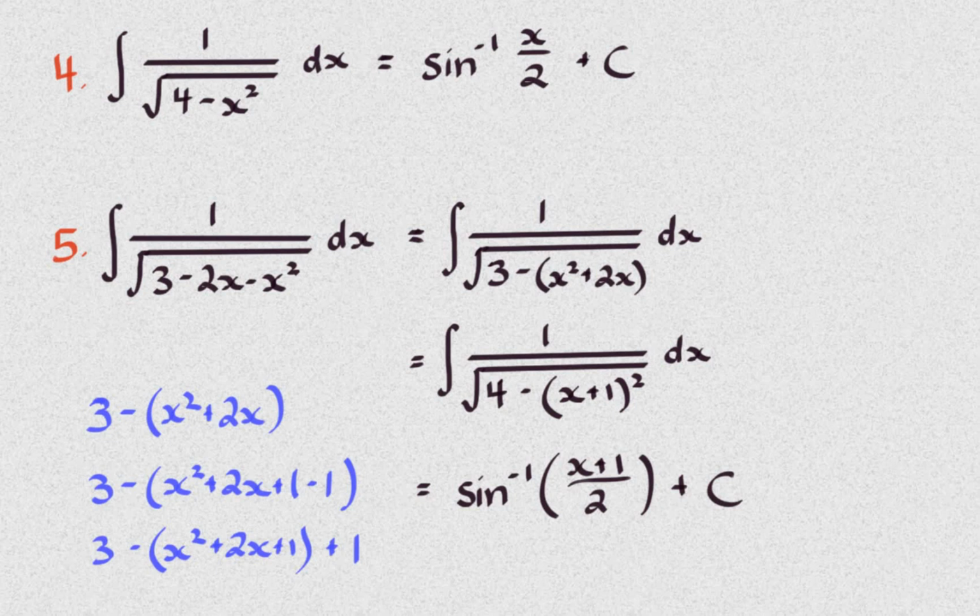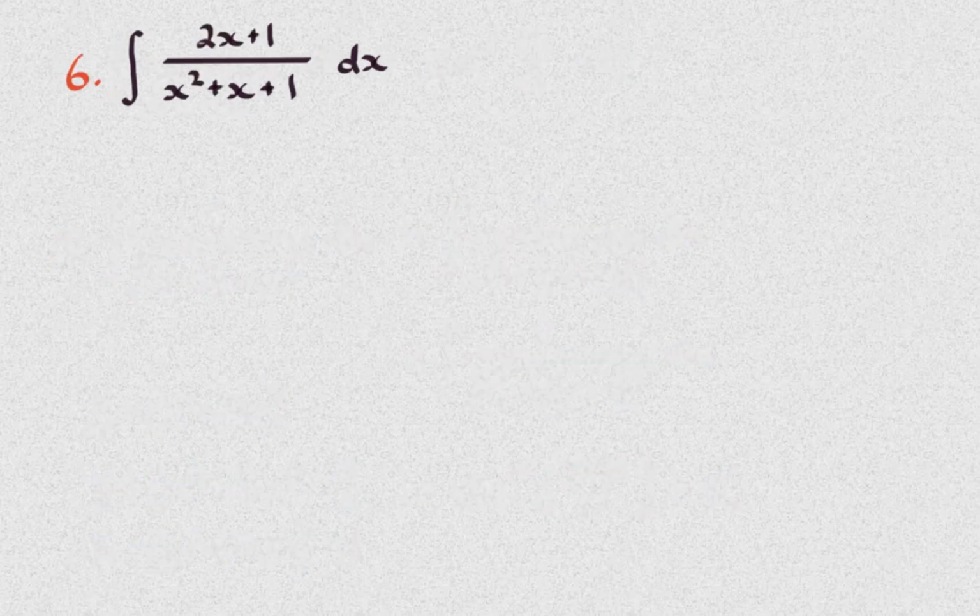Okay, let's keep the examples rolling. Example 6. The integral of 2x plus 1 over x squared plus x plus 1. So far, we've had 1 on the numerator for everything, and now we've got this linear function. So does this make it trickier? Well, no, this one's actually pretty straightforward as well. If we recognize that the derivative of our denominator, the derivative of our quadratic, is 2x plus 1, and that's exactly what we see on the top.